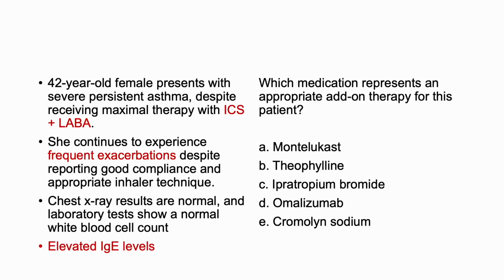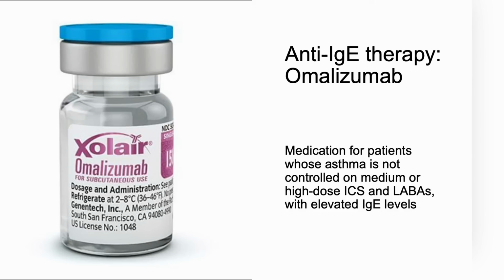Montelukast, theophylline, ipratropium bromide, omalizumab, cromolyn sodium. The right answer is omalizumab. Omalizumab is an anti-IgE therapy. This is a medication for patients whose asthma is not controlled on a medium or high dose of steroids plus LABAs, with high IgE levels.